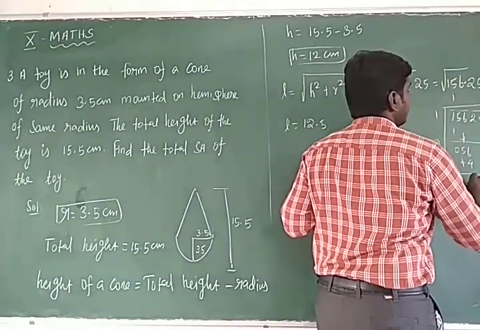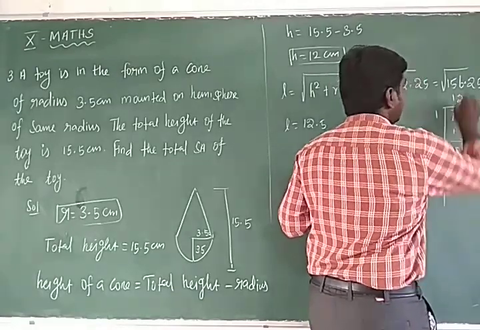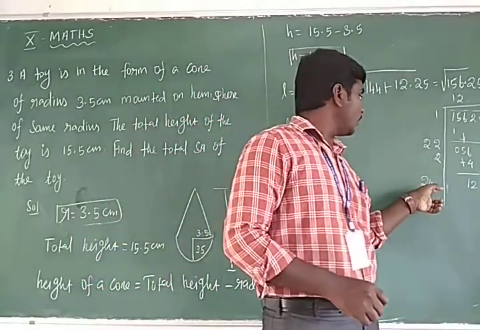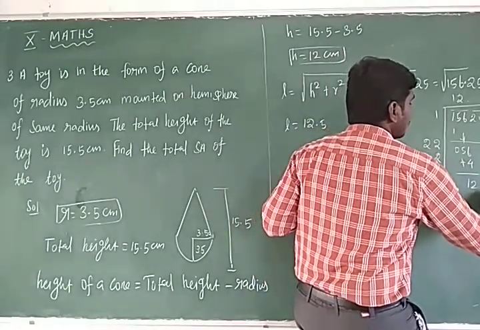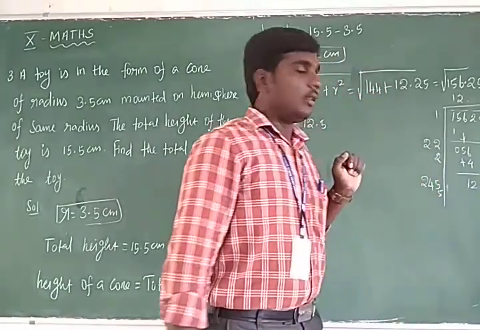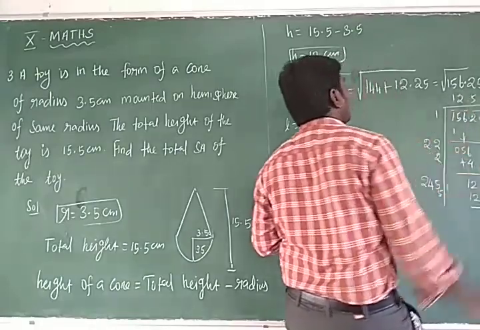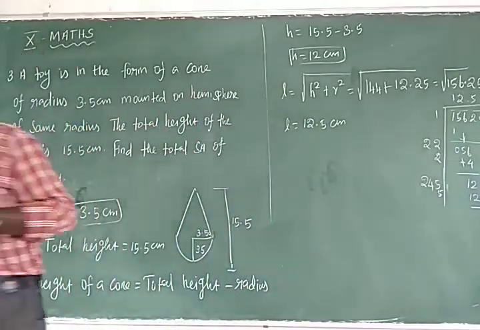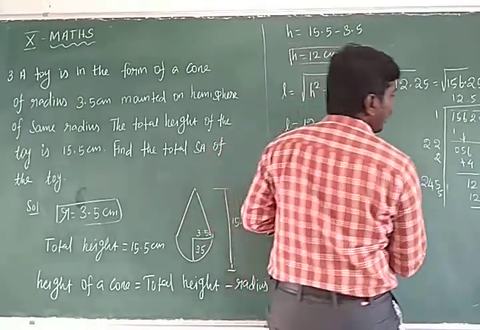So 2, then you take the decimal point. Next 5 comes down, and with the 12 we get 125. Double the 2 gives 4. You choose 5, and 45 times 5 is 225, balance 0. So the answer is 12.5. So l, the slant height, is equal to 12.5 centimeter. You copy this.